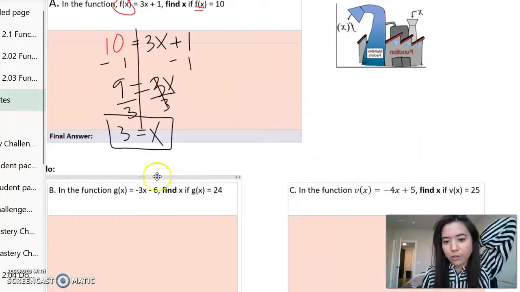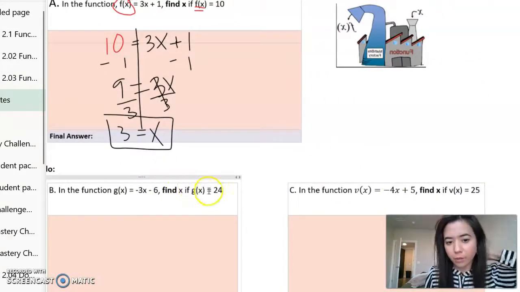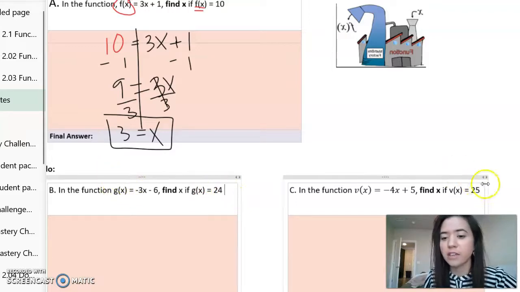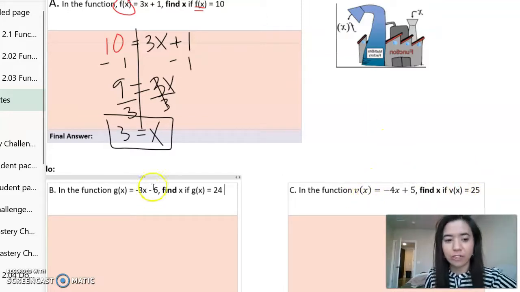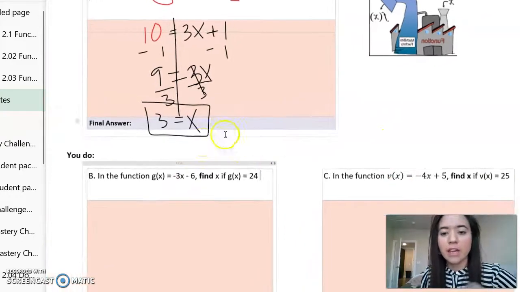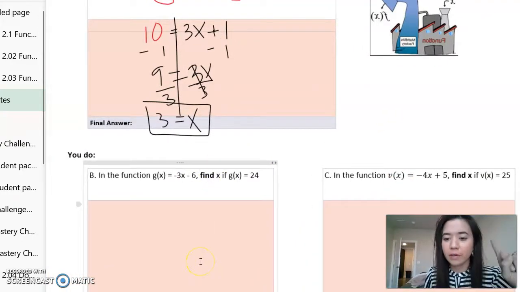That is what you're doing for B and C. I'm telling you what your output is. I'm telling you g of x is 24. So you're going to replace g of x here with 24 and solve for x. This one, I tell you what v of x equals. You're going to replace v of x here with 25 and then solve for x. Go ahead, take a minute, try these two problems. Again, if you're stuck, come back and get unstuck and then try. Or once you finish, come back to check your answers. Go ahead, do these two problems now.